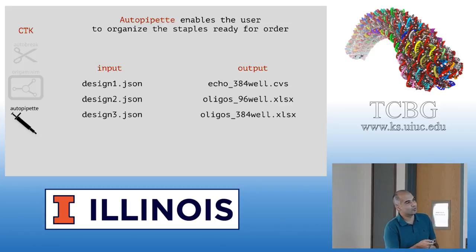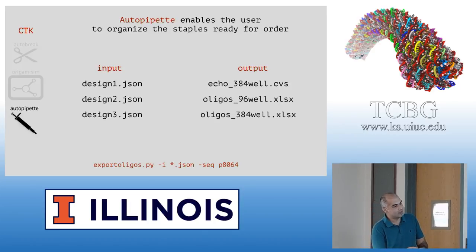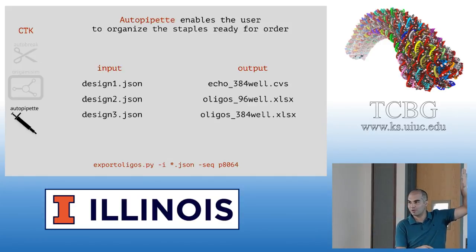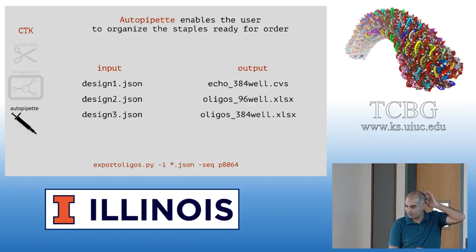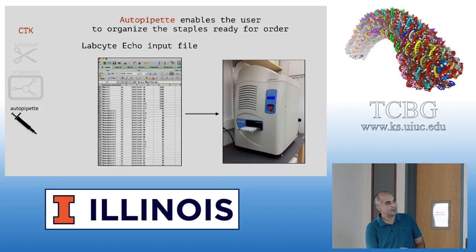The output of this tool is an Echo instruction for the Echo robot. If you want to do it manually, it gives you instructions in a 96-well plate format. This is useful for the Echo robot. Again, you just feed in all the JSON files associated with that project, and you get the sequences. It's usually the common keywords that we use, something like that. You can also put in your own sequence, as I said, with a text file. This gives you a CSV file, the first one, and you can feed it into the Echo website. So that's quite nice. We just discovered it recently, but it's very nice.